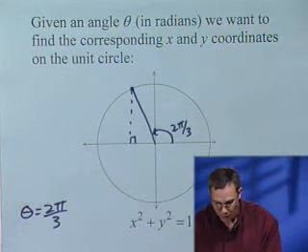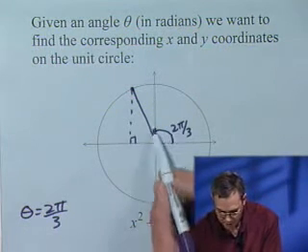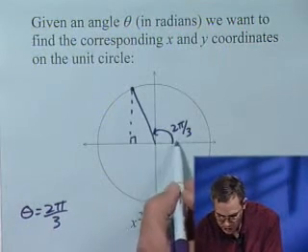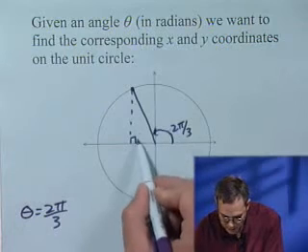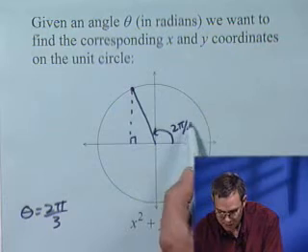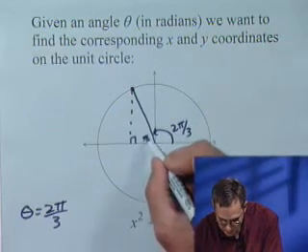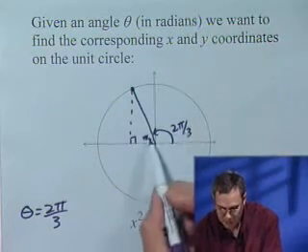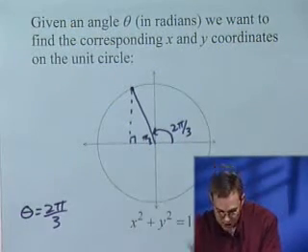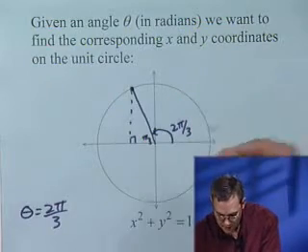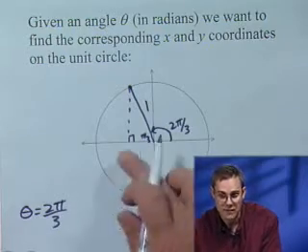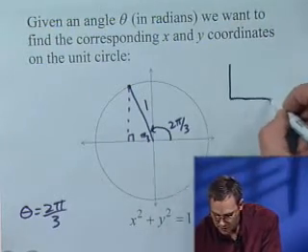Well, if this is 2 pi thirds from here to here, I know the whole straight angle from here to here is pi. So this has to be pi minus 2/3 pi, or pi thirds. Notice 2 pi thirds plus another pi thirds gives us that whole straight angle of pi. So therefore this is pi over 6. And I know that this is a unit circle, so the radius is 1. And let's now find the x and y coordinates.